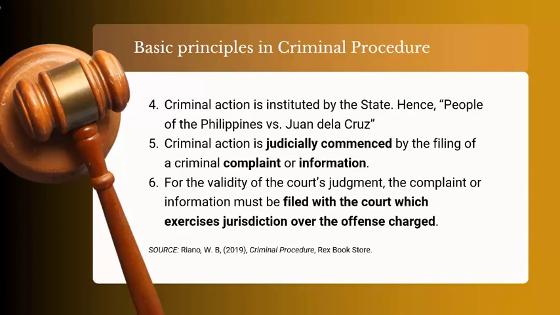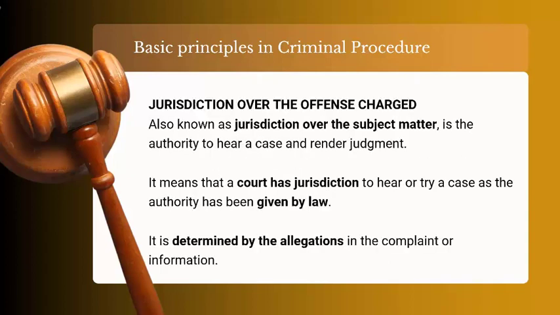The sixth principle is for the validity of the court's judgment, the complaint or information must be filed with the court which exercises jurisdiction over the offense charged. It cannot be just any court that the prosecution or the prosecutor chooses. But what does jurisdiction over the offense charged mean? Also known as jurisdiction over the subject matter, it is the authority to hear a case and render judgment. It means that a court has jurisdiction to hear or try a case as the authority has been given by law.